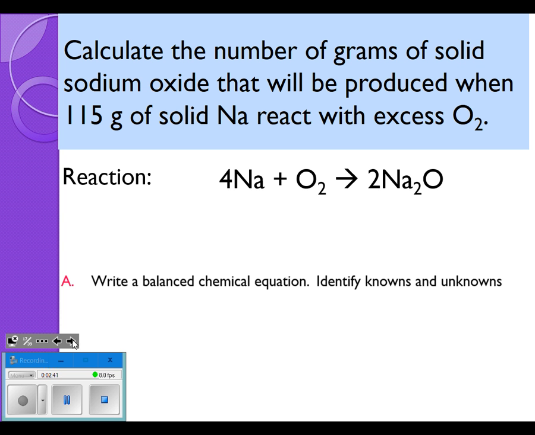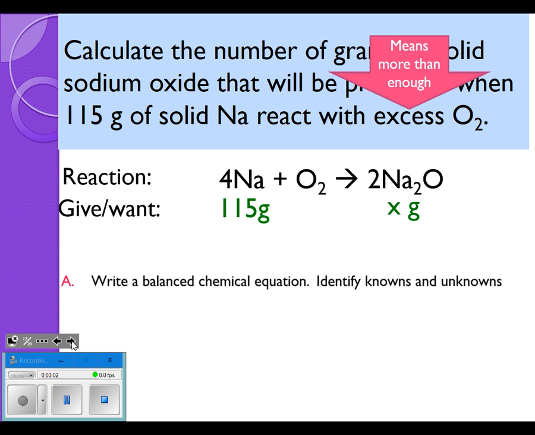Then we also have to identify our knowns and unknowns. Well, we're given 115 grams of solid sodium. So that goes right here. We're looking for the number of grams of solid sodium oxide. So we're looking for this of sodium oxide. Okay, so the only thing about this excess of oxygen, O2, just really means that there's more than you need, okay? So there's more than enough. So just so you're aware, okay?